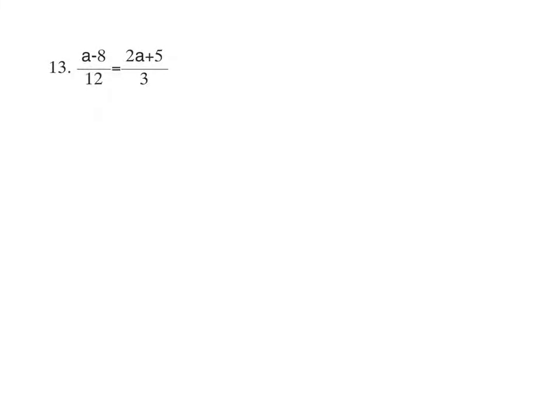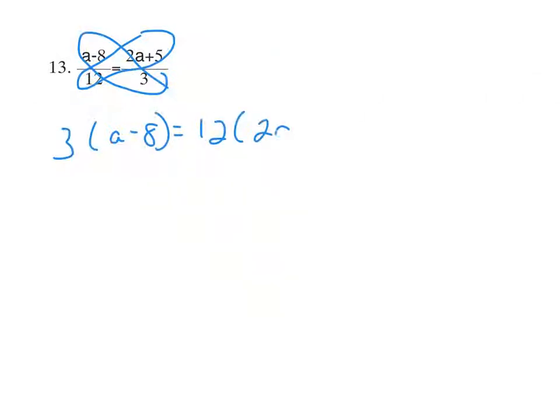13 is going to start off a little bit differently because instead of multiplying both sides by something, they're dividing by 12. We could do cross products, or we could multiply both sides by 12. Comes out the same either way. I think cross products is kind of nice. So we're going to take numerator times denominator equals numerator times denominator. So I'm going to have 3 times a minus 8 equals 12 times 2a plus 5.